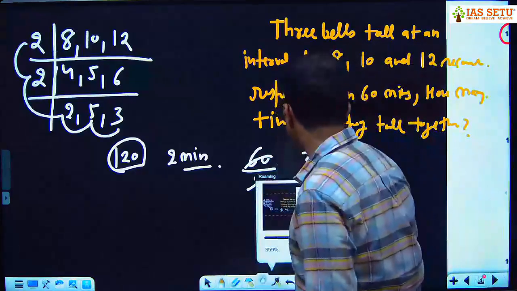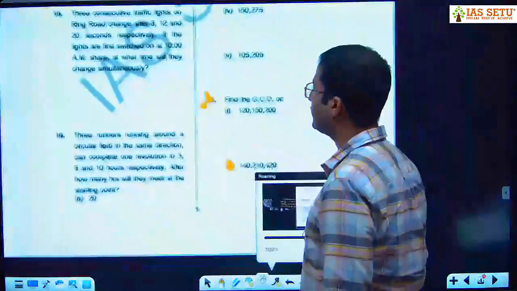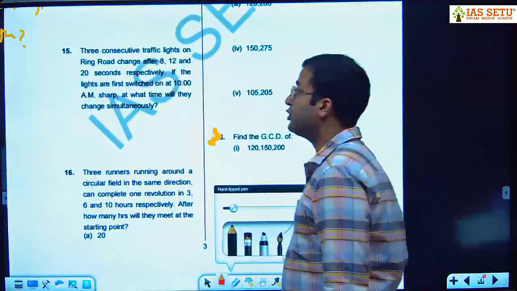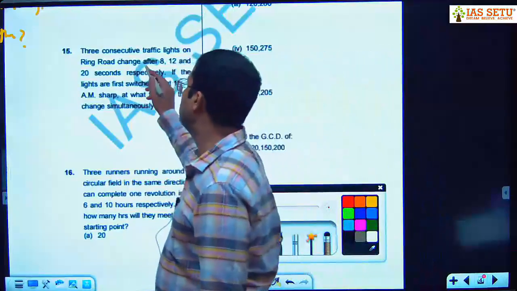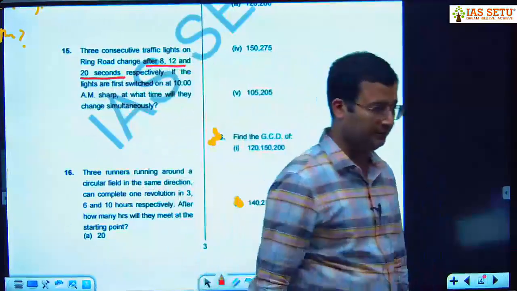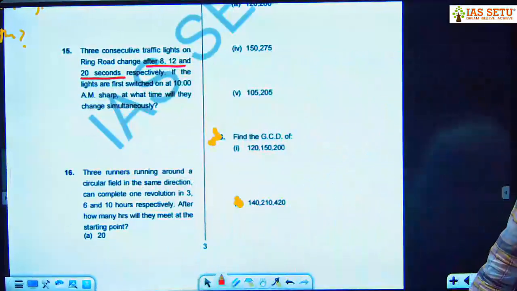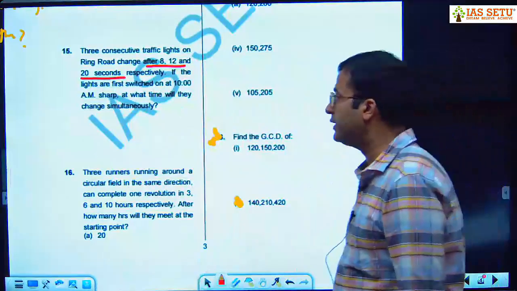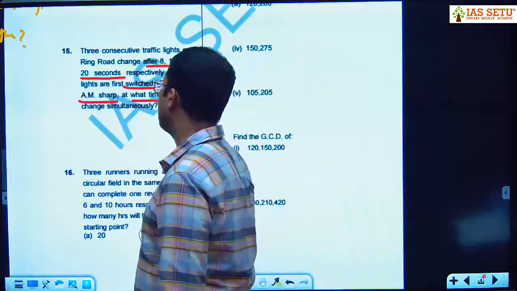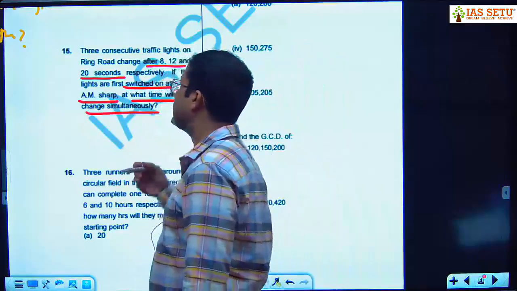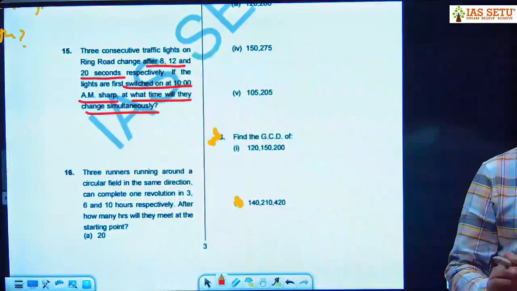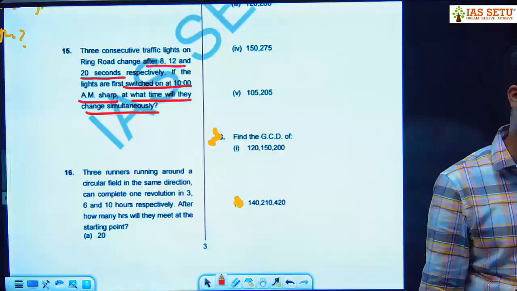Otherwise, if it is a simple question like question number 15: 3 consecutive traffic lights on Ring Road change after 8, 12 and 20 seconds respectively. If the lights are first switched on at 10 AM sharp, at what time will they change simultaneously? Meaning, at what time will they change? They are not asking how many times they will change simultaneously.